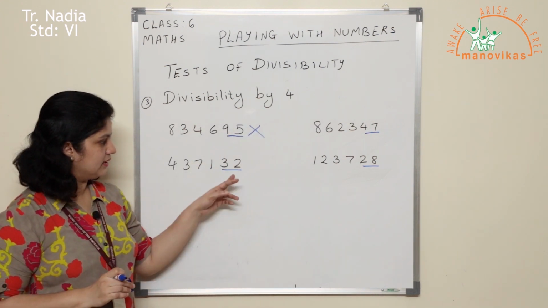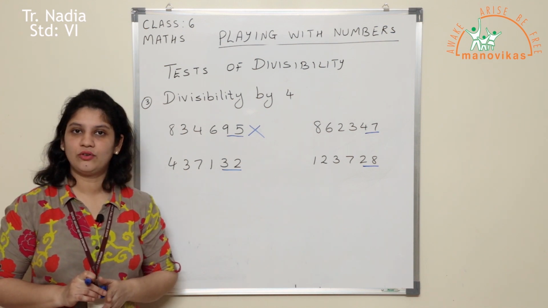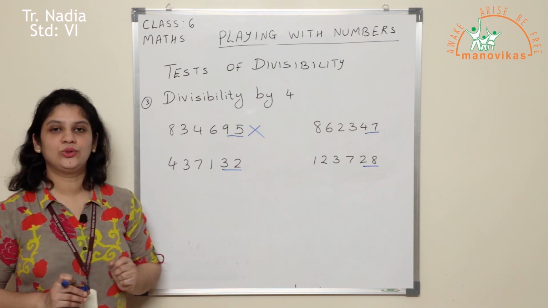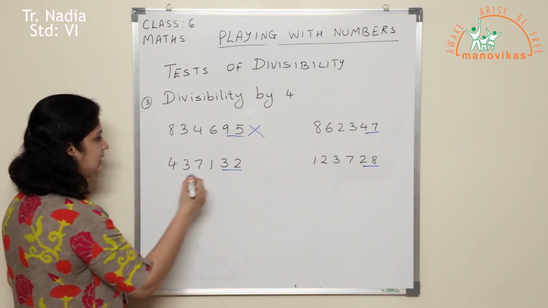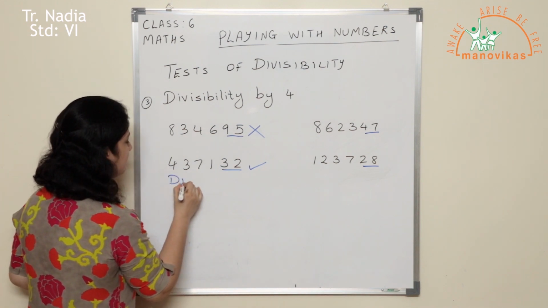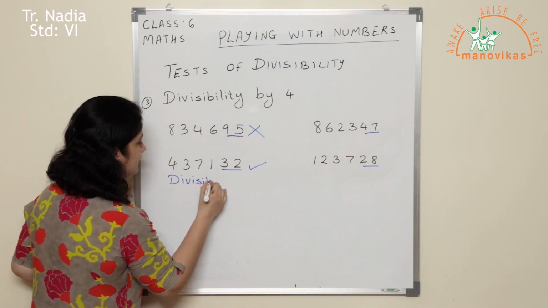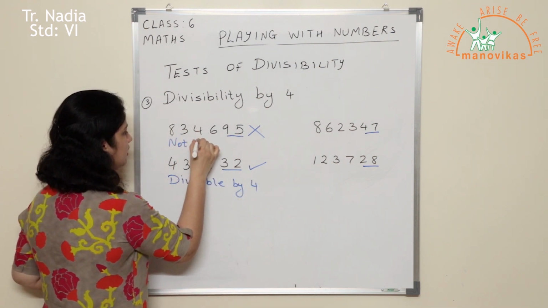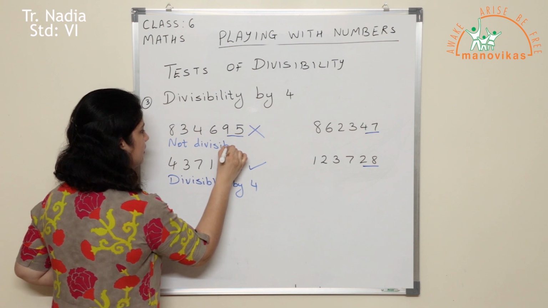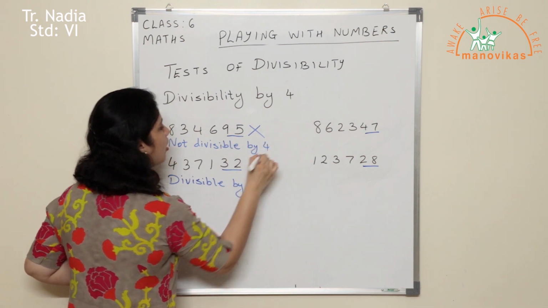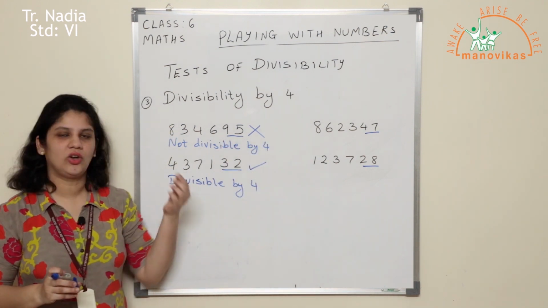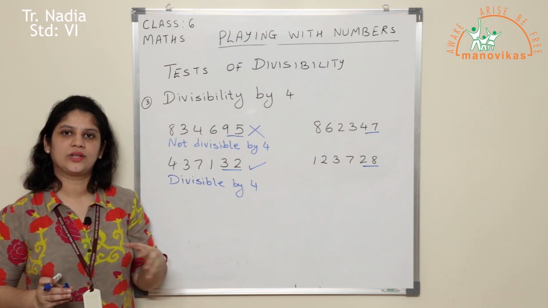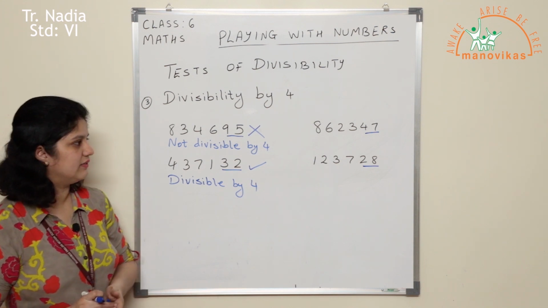Check out the next number, 32. Does 32 come in the 4 times table? Yes, 4 8s are 32. So since 32 comes in the 4 times table, I can say, yes, this number is divisible by 4. Okay, this was not divisible by 4. Now when you all are solving the sums in the notebook also, children, you all can take a pencil and underline the last two digits and check whether the number is divisible or not divisible.